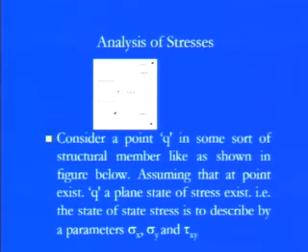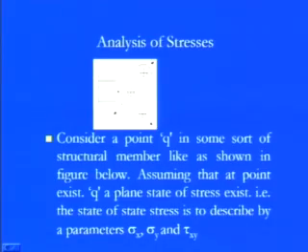First of all, we are starting from the analysis of stresses, for which this diagram is shown. In this diagram we have a machine component over which these forces are acting. These arrows show where the force is applied, and as we discussed, a force is always defined by its point of application. These are the points of application where the forces are acting, and this is Q.